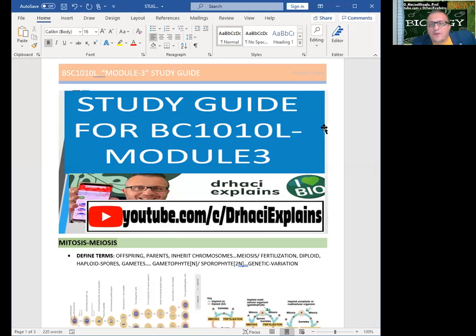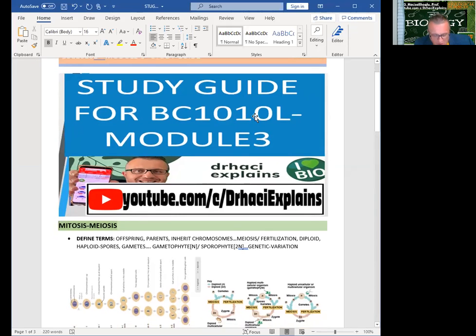Today we are going to cover the study guide for BSC1010L, Module 3. So we have mitosis, meiosis, Mendelian genetics, and chi-square analysis as the main topics that we are going to cover today. Okay, so we start with mitosis and meiosis, the cell cycle.